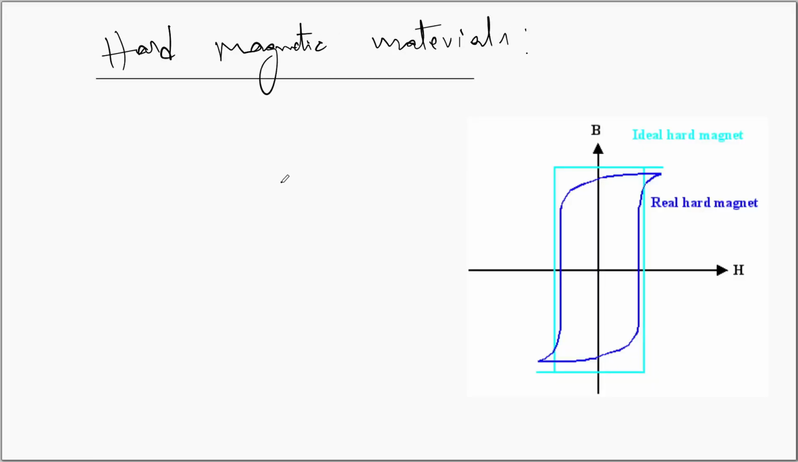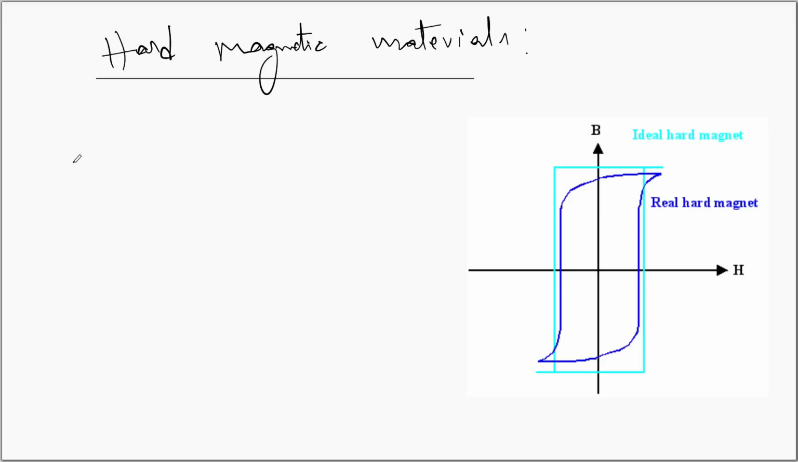Now we shall look at the hard magnetic materials. The hard magnetic materials are those materials which have a high resistance to demagnetization. A high remanence, high permeability, a high coercive field, and a large hysteresis loop characterize the hard magnetic materials.